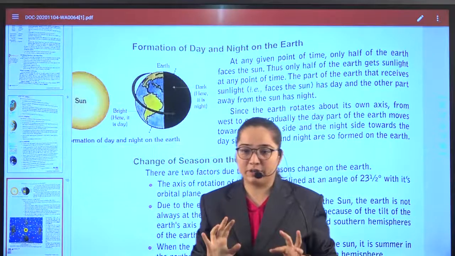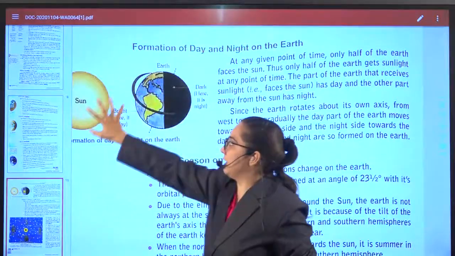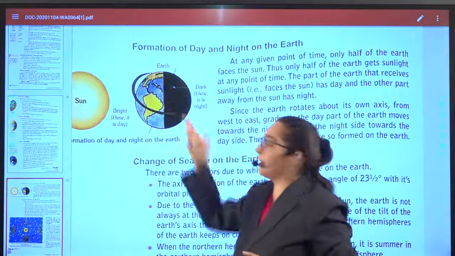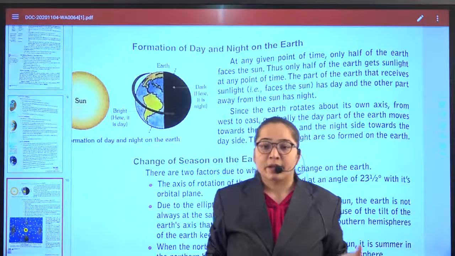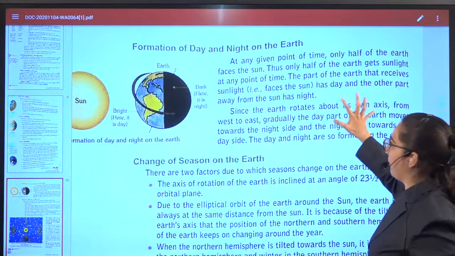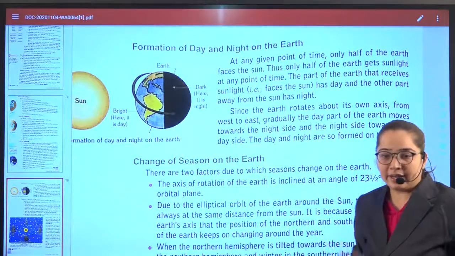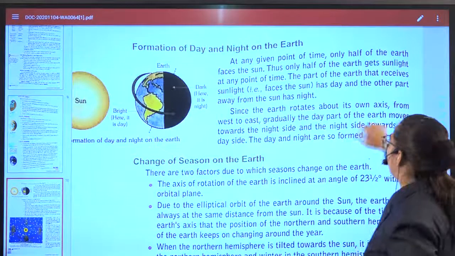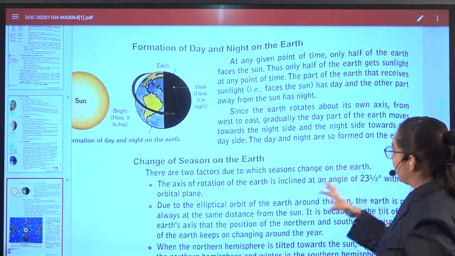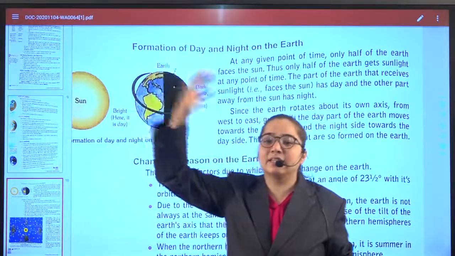You already know about the fact. So the part that is facing the sunlight will be the daytime, while the rest of the half is nighttime. So only half of the earth gets sunlight at a point, and over the other half it is night. Earth is rotating about its own axis from west to east, and so the sun rises in the east.